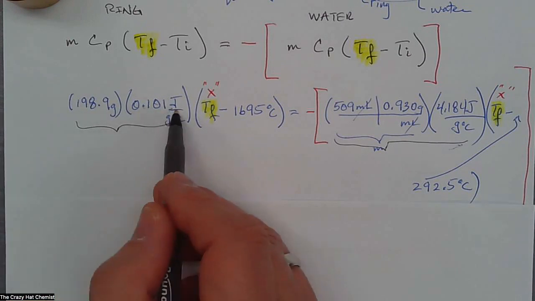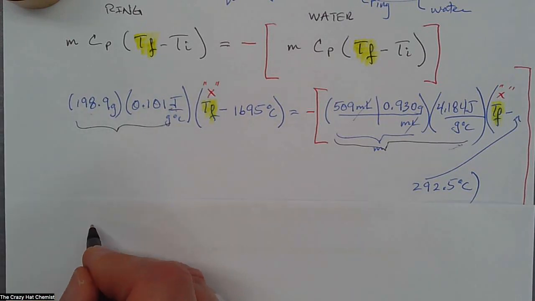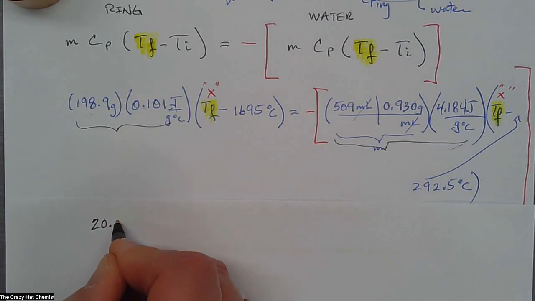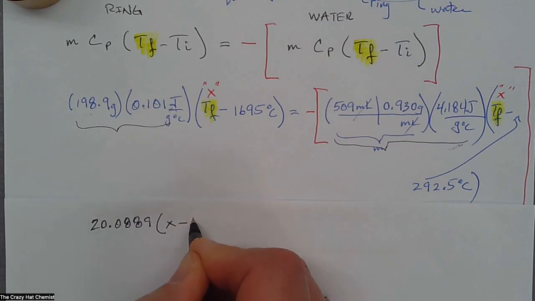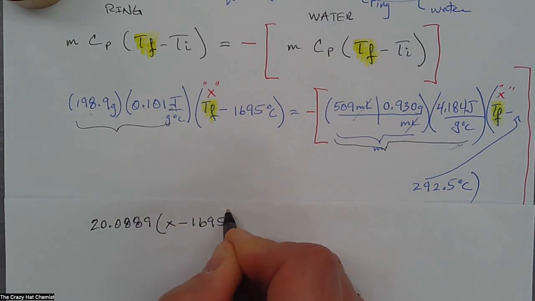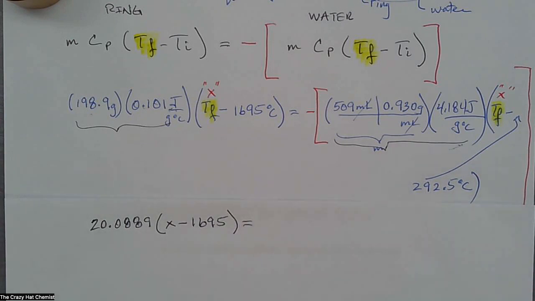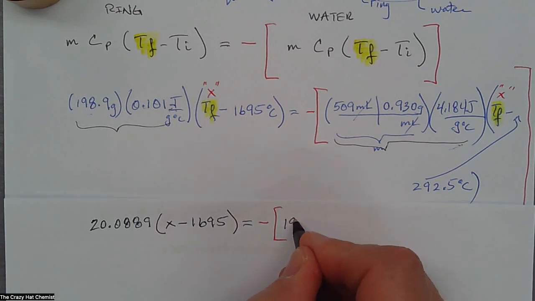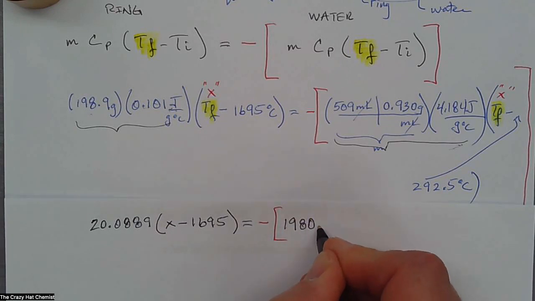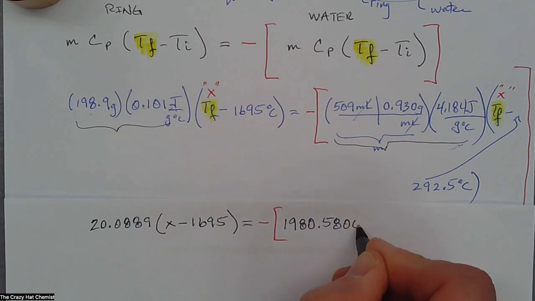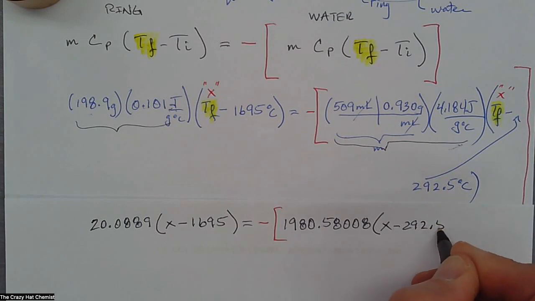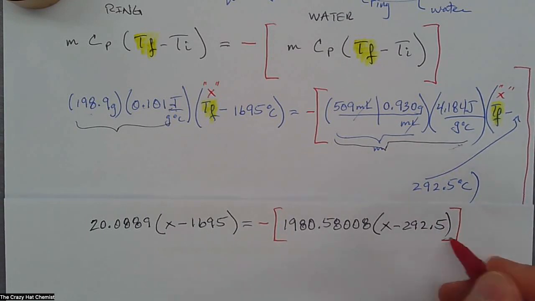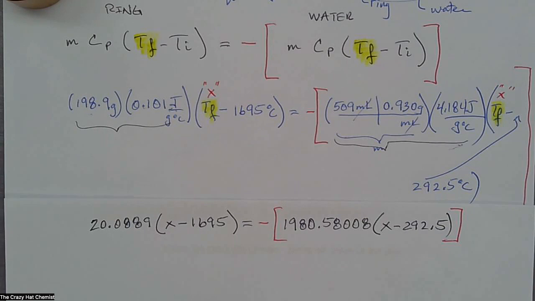So I'm going to take the product of these two, and that is going to be equal to 20.0889. There we go. X minus 1695 is equal to negative, forgot about my negative in my brackets, 1980.58008 X minus 292.5, and then there's my brackets again. Okay, cool. All right, so that's looking good.